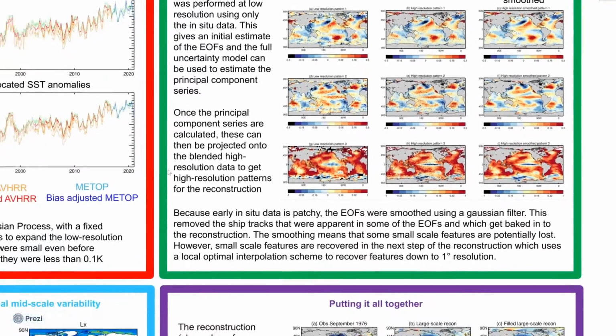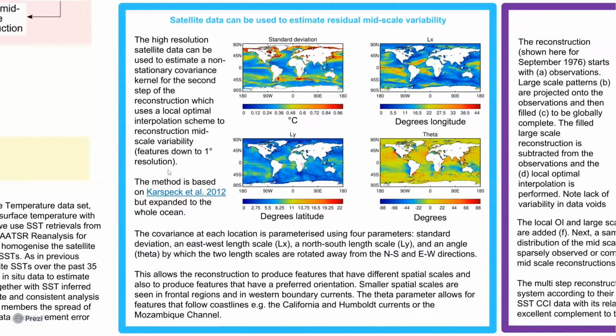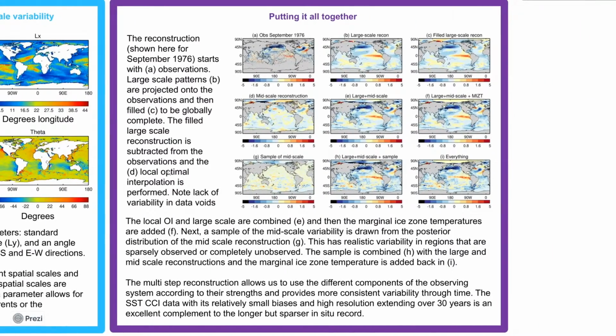We use this as the basis for doing an analysis of the mid-scale variability. So this is a local optimal interpolation, which has got 4 parameters: a standard deviation, and 2 length scales, Lx and Ly, Lx being the longer, and then theta, which is an angle from the zonal direction in which these Lx and Ly axes are rotated. So this gives us a lot of flexibility in the local OI field to pick out some of the interesting features, such as western boundary currents, coastal features, and so on, that aren't necessarily picked up by a homogeneous isotropic local OI. So we combine the large scale and the local to get the full analysis.